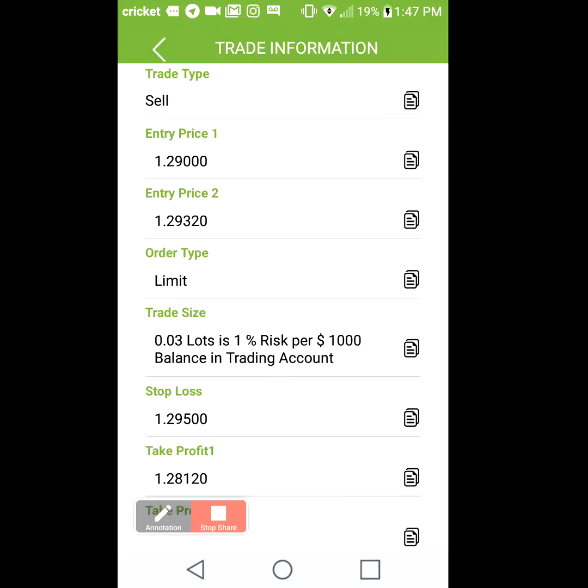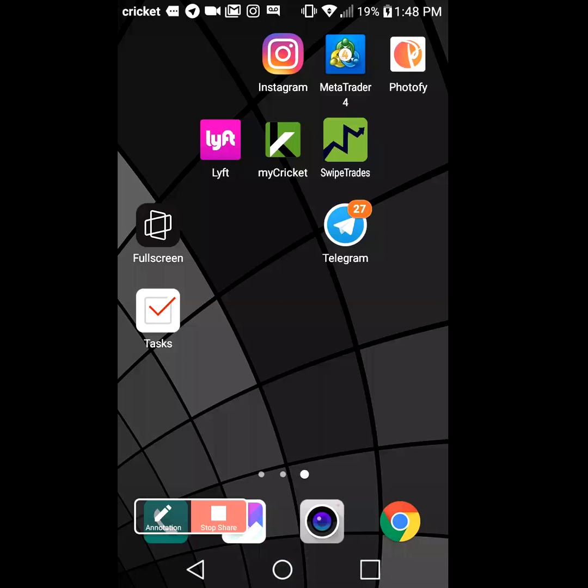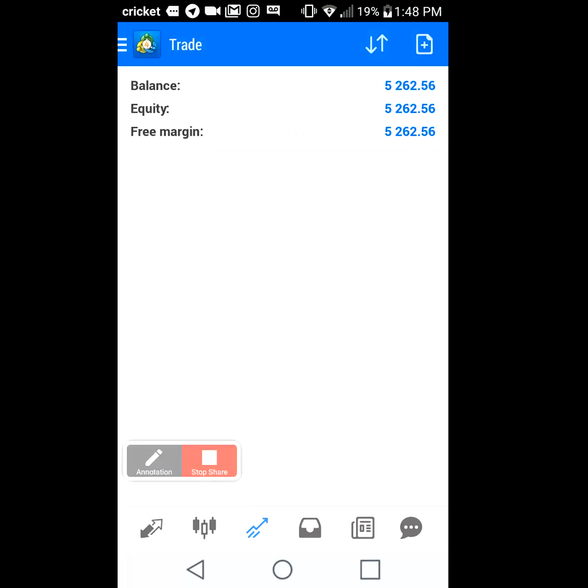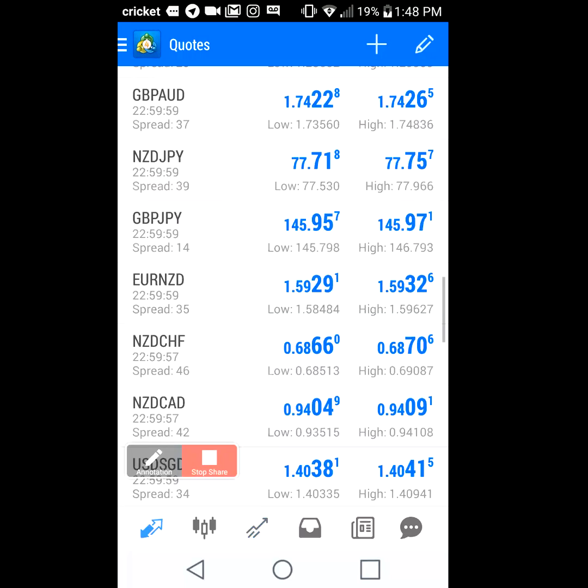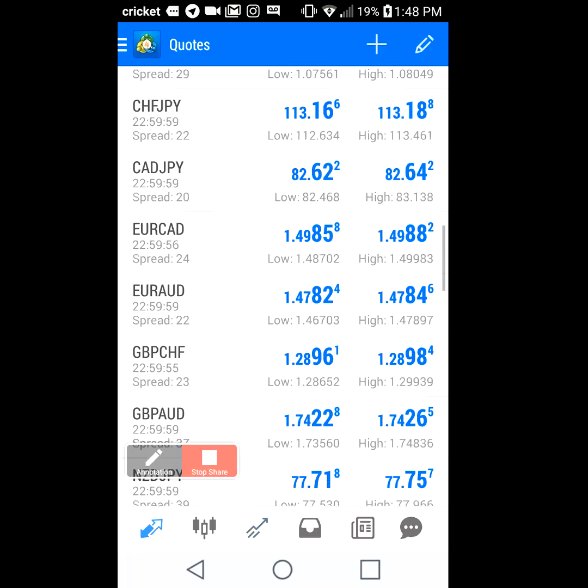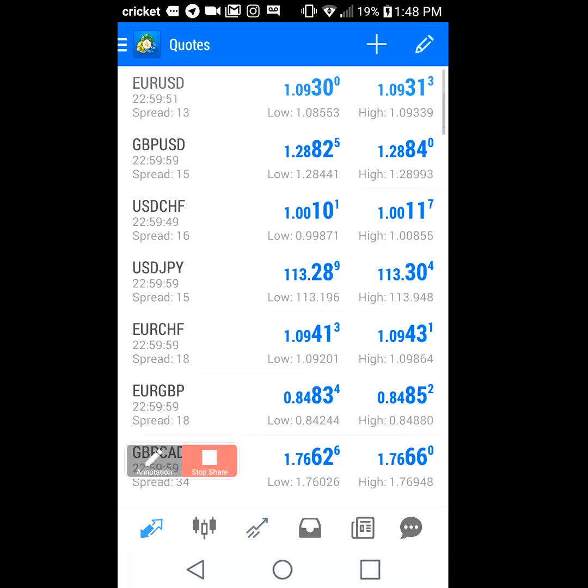So it's a sell limit. It's going to go up and come back down. I'm going to go in at 1.2900. So I come out of this. Now you're going to understand why my Swipetrades and MetaTrader 4 are together. Touch MetaTrader 4. I'm going to find my currency pair. What currency pair was it? GBP, USD. Absolutely. So I find that, and normally the USD stuff is towards the top.